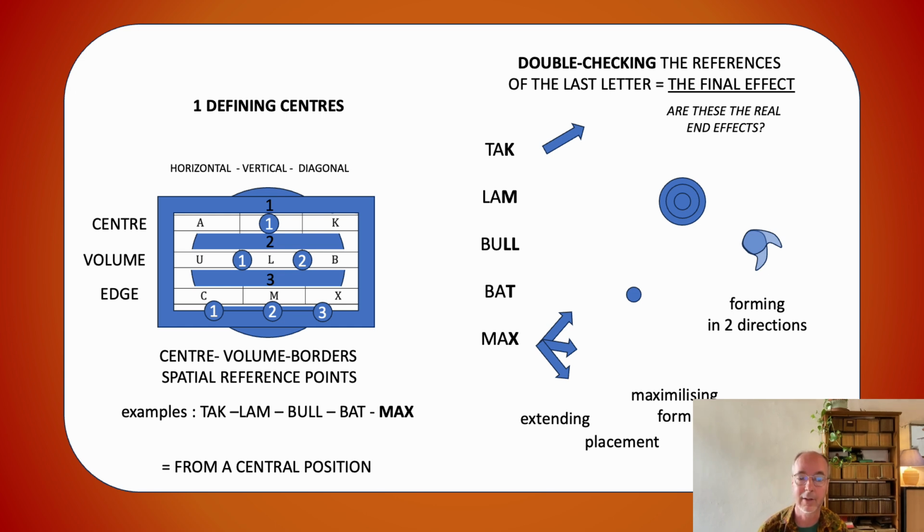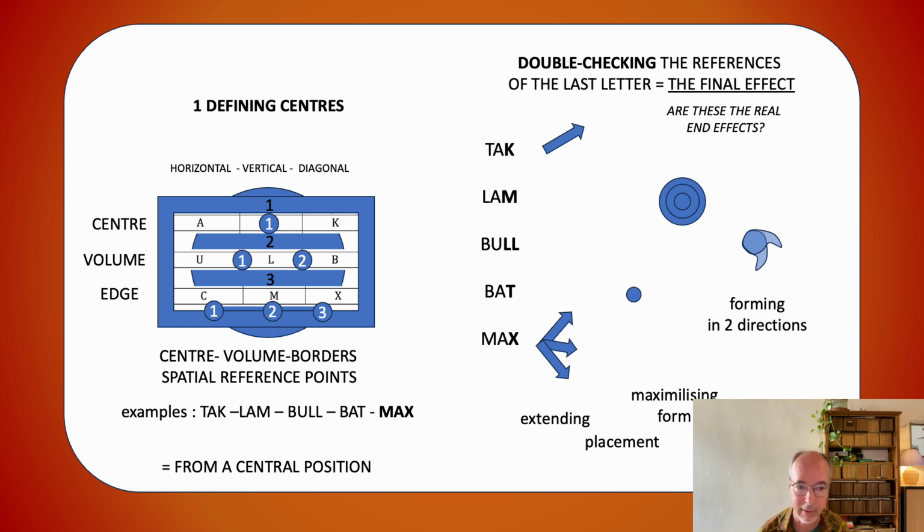And is that the end effect of the max? Will it go in all 3 directions of space? Yes. It goes in all 3 directions of space. The max will extend itself to all directions. We understand its effect. It's correct. So we understand it. The bat.